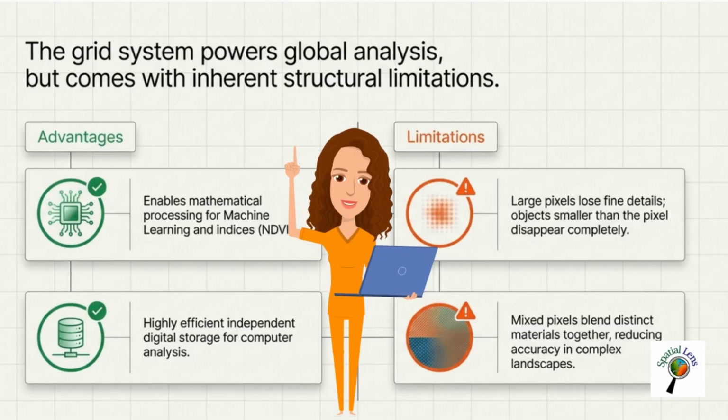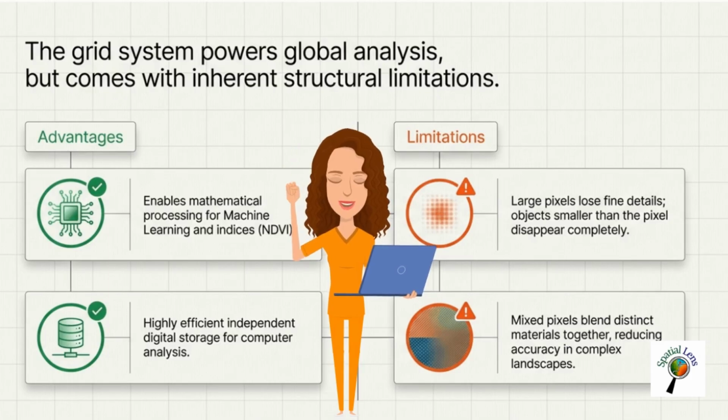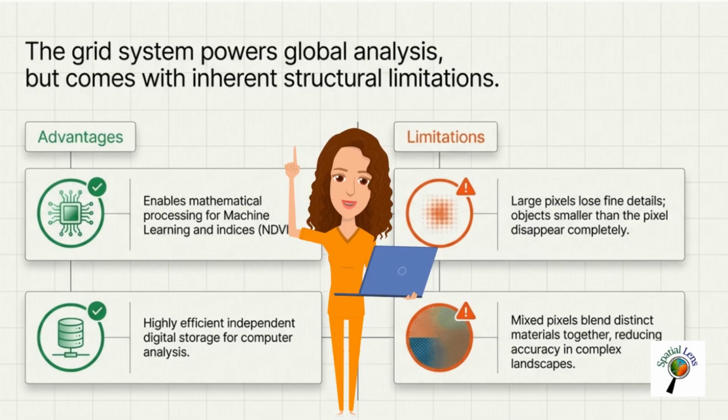Now let's discuss the advantages of pixels. Pixels allow satellite images to be stored digitally. They make mathematical analysis possible. Every pixel can be processed independently, making computer analysis efficient. Pixels form the basis of image enhancement, classification, NDVI, change detection, machine learning, and almost every remote sensing algorithm.